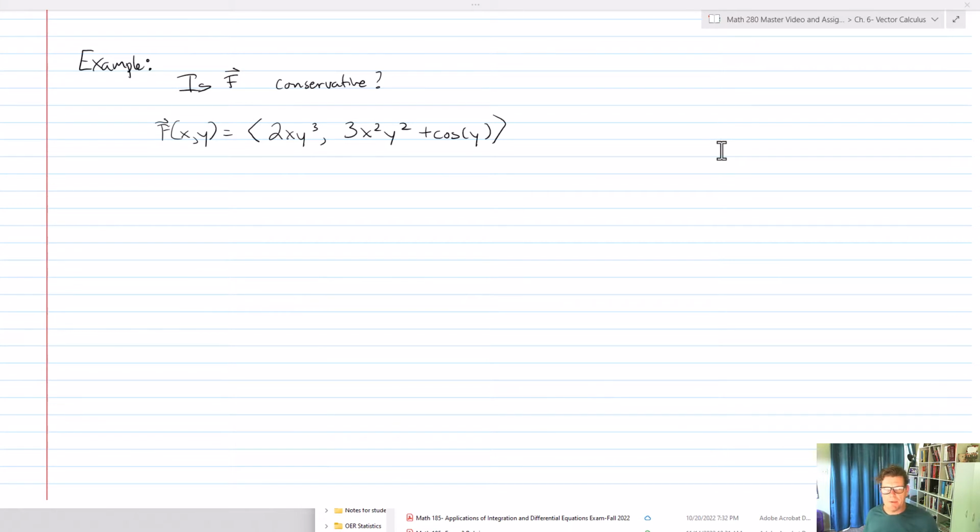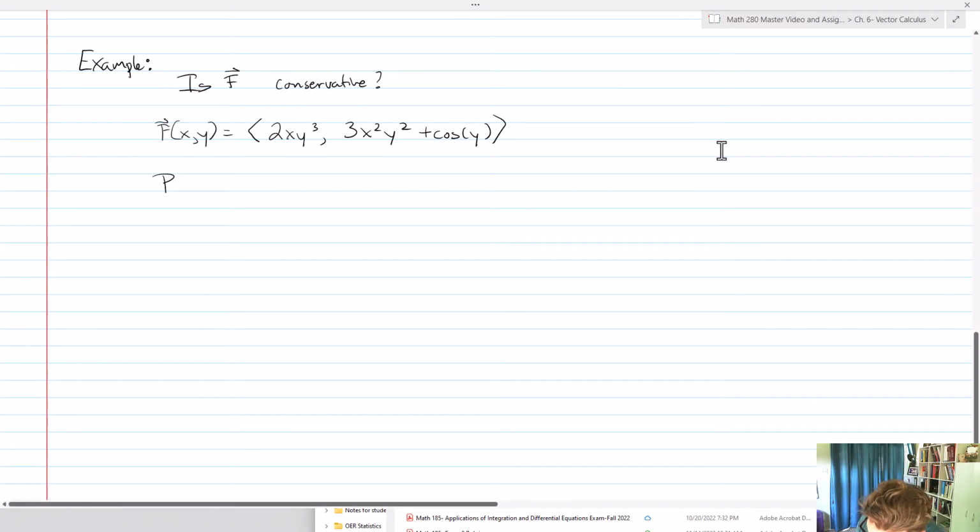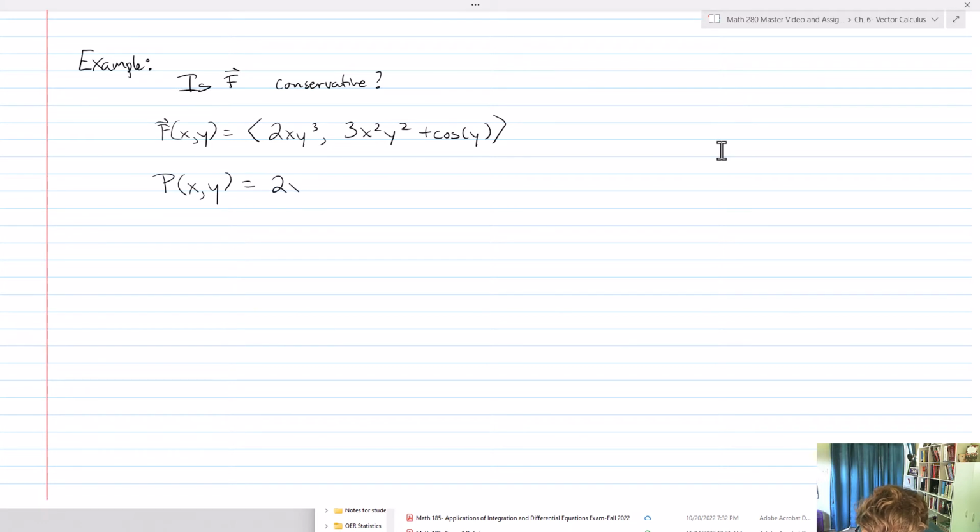Let's consider another example. Is F conservative? Now we have F of x,y equal to 2xy cubed, and then 3x squared y squared plus cosine y. So now we're going to use our P and Q notation. P of x,y is thus going to equal 2xy cubed, and Q of x,y is going to equal 3x squared y squared plus cosine y.